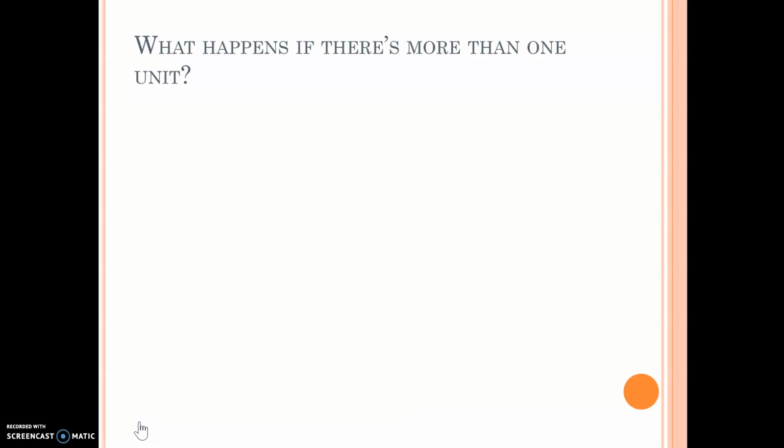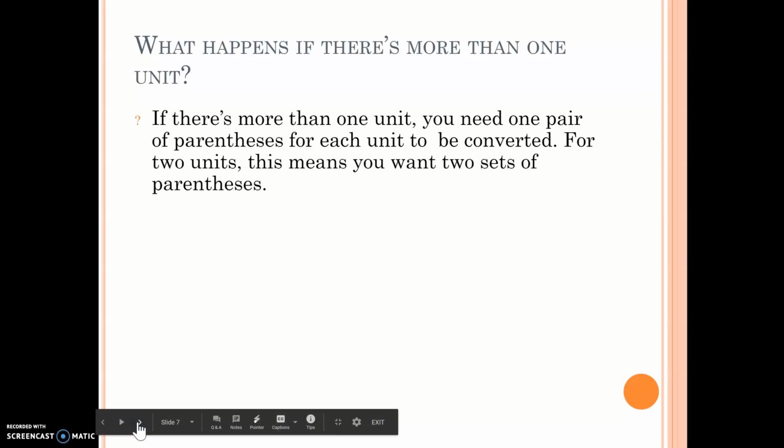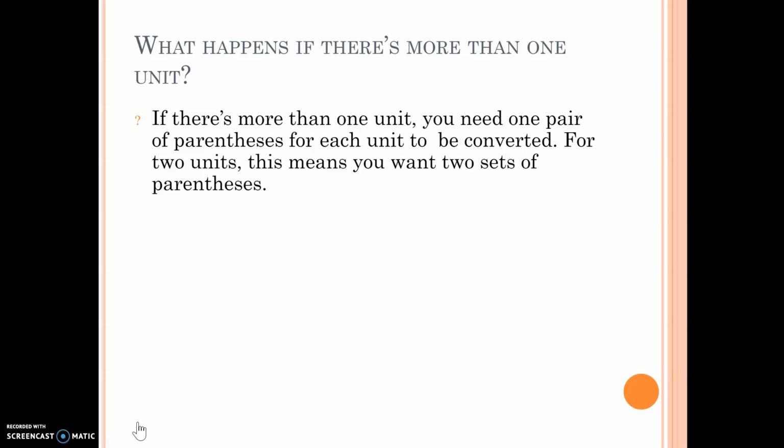All right, what happens if there's more than one unit? If there's more than one unit, you need one pair of parentheses for each of the units to be converted. For 2 units, this means you want 2 sets of parentheses.